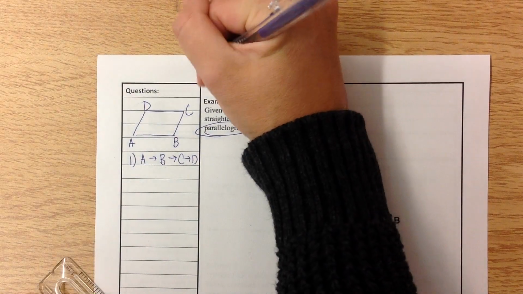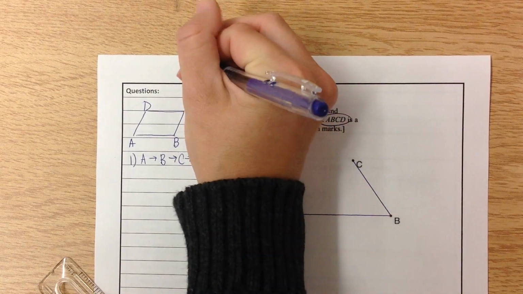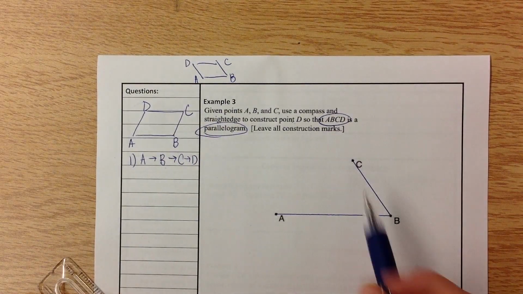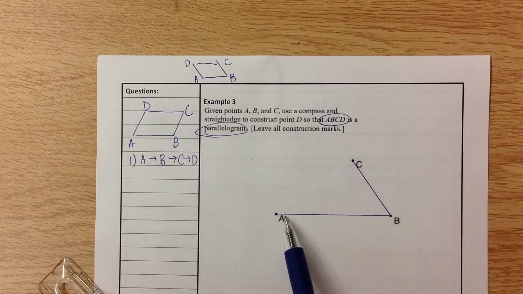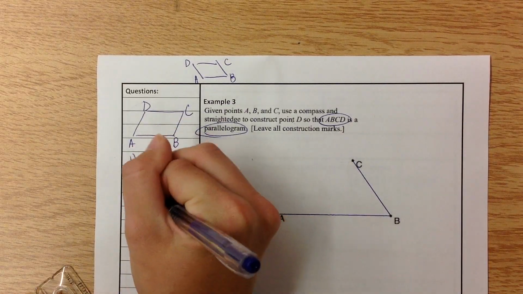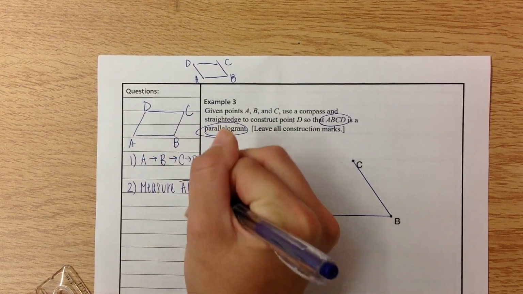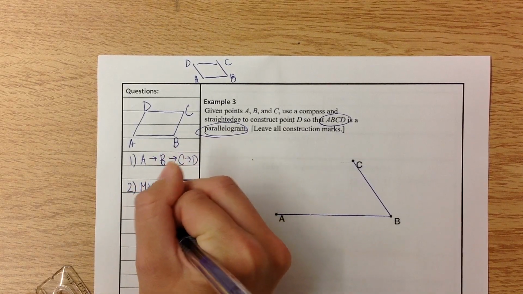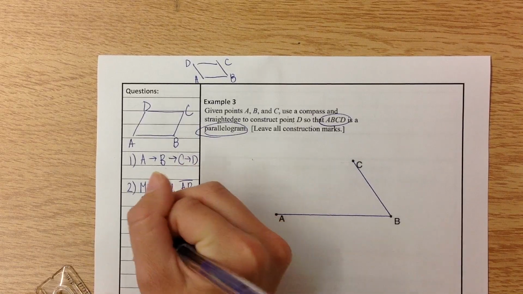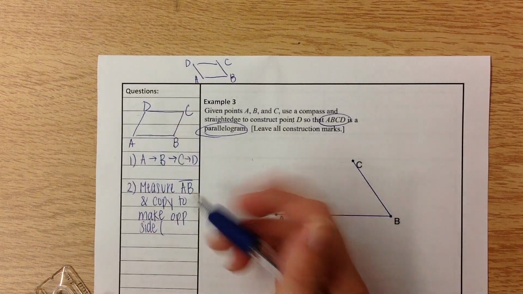And again, this picture could be slanted this way. A, B, C, and then D. So it looks like I can't make D over here. I have to make D over here so that it can connect down to A. Alright, keep that in mind. The next thing we're going to do is measure our bottom segment AB and copy it to make the opposite side. In this case, opposite of AB is CD.